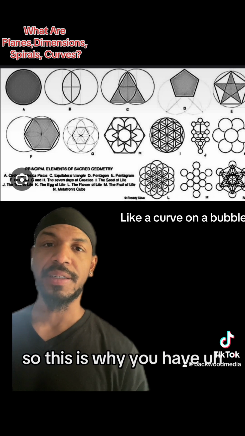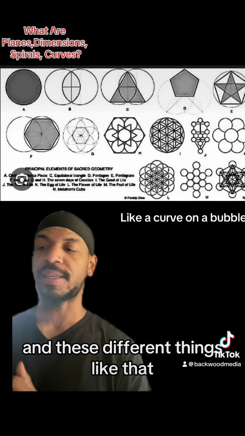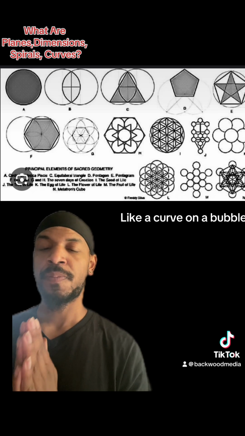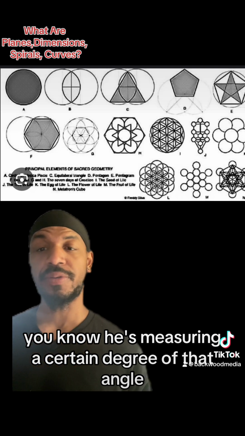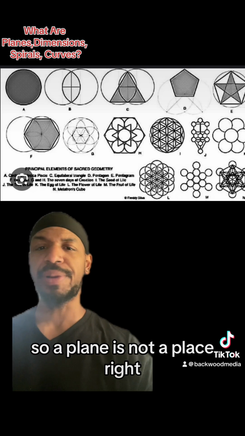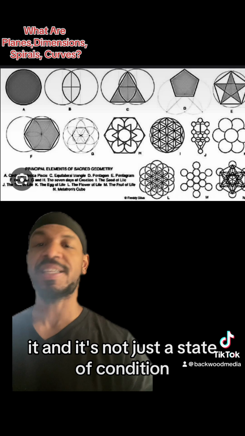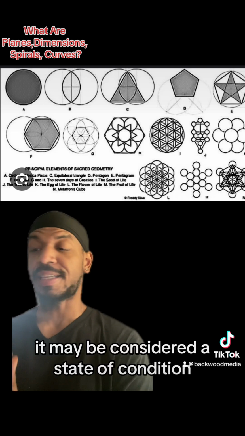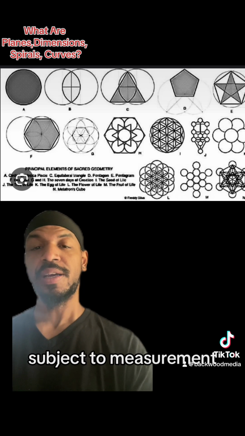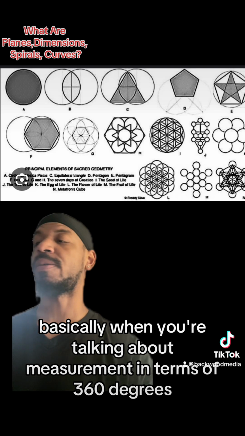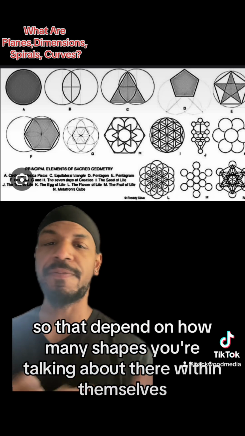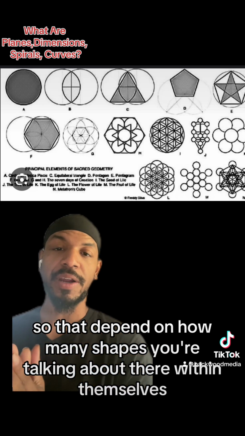So this is why you have Terrence Howard talking about the flower of life and these different things, because at the angles of incidence, he's measuring a certain degree of that angle. So I'm going to explain how planes exactly work. A plane is not a place, right? And it's not just a state or condition. It may be considered a state or condition, yet the state or condition is the degree of dimension in a scale subject to measurement. Basically, when you're talking about measurement in terms of 360 degrees, 180 degrees, 720 degrees, it depends on how many shapes you're talking about that are within themselves.